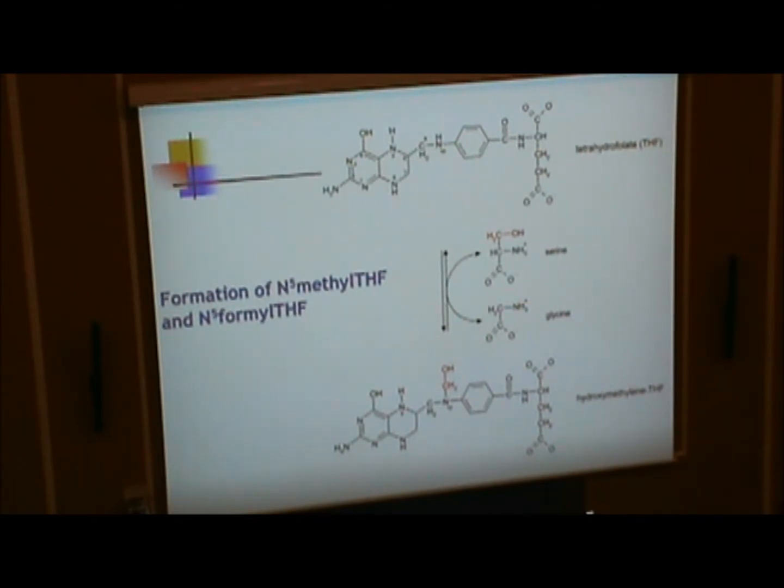This is serine: CH2OH, CHNH3+, and a carboxylic group. Please look at this red marked fragment. The red fragment is transferred from serine onto tetrahydrofolate.